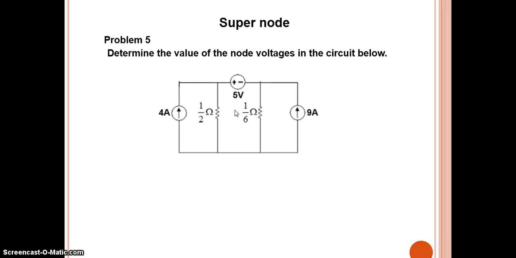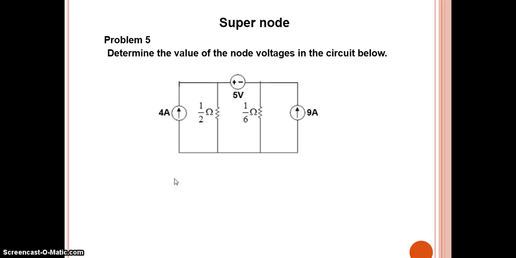In all our nodal analysis problems, we have solved by using Kirchhoff's current law. You are applying Kirchhoff's current law at each node and then solving that equation. But if there is a supernode present, we cannot rely only on Kirchhoff's current law. We have to use Kirchhoff's voltage law also for solving your problems. So the steps of the problem remain the same as your nodal analysis.